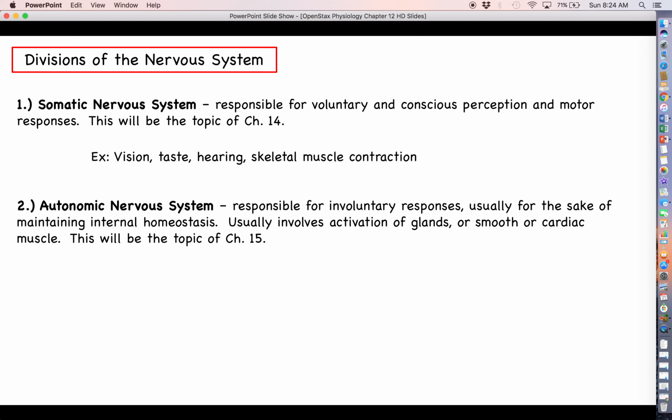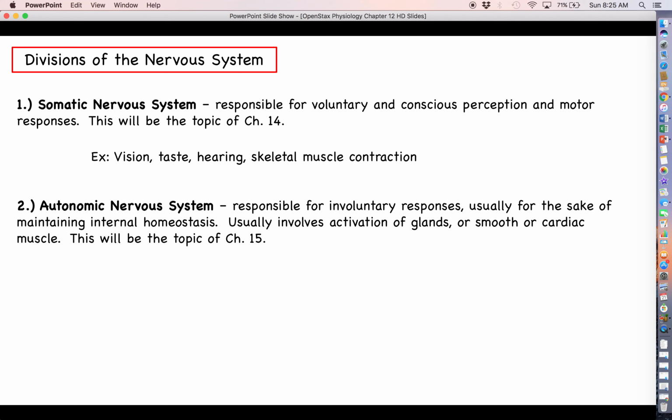On the other hand, the autonomic nervous system is responsible for all the things that we are not consciously aware of. Things that have to happen in our body, things that happen automatically without our conscious perception of it, for the sake of maintaining homeostasis. Things like our blood pressure, our oxygen delivery, things that thankfully we don't actually have to focus on ourselves. Our body takes care of these things for us.